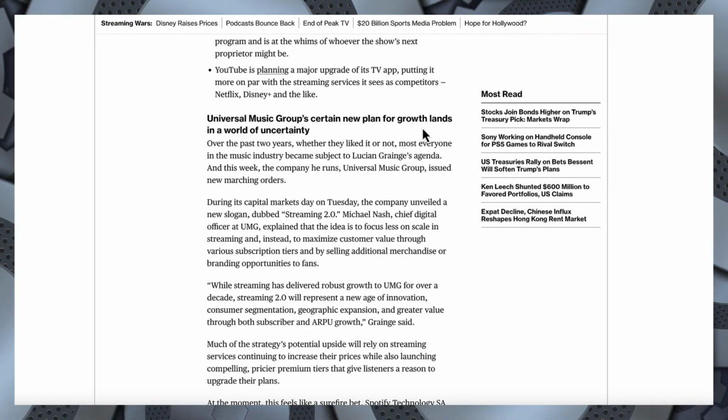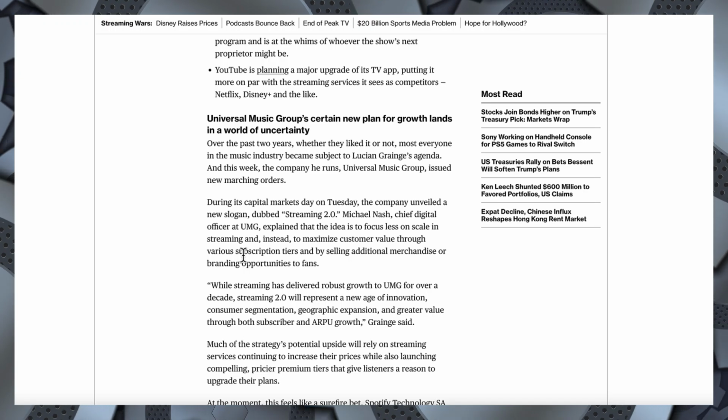Universal Music Group's new plan for growth lands in a world of uncertainty. Over the past 2 years, whether they liked it or not, most everyone in the music industry became subject to Lucian Grange's agenda. And this week, the company he runs, Universal Music Group, issued new marching orders. During its Capital Markets Day on Tuesday, the company unveiled a new slogan dubbed Streaming 2.0. Michael Nash, Chief Digital Officer at UMG, explained that the idea is to focus less on scale and streaming and instead to maximize customer value through various subscription tiers and by selling additional merchandise or branding opportunities to fans.